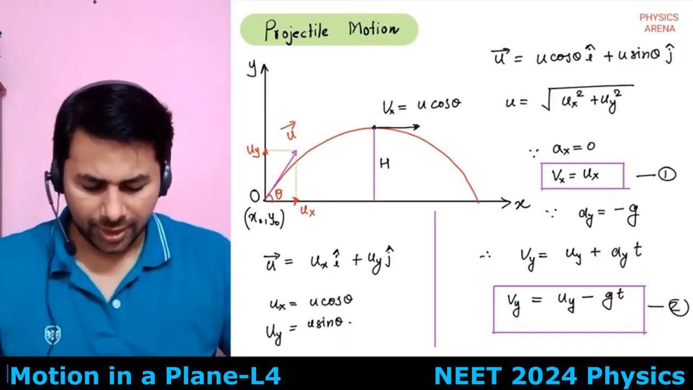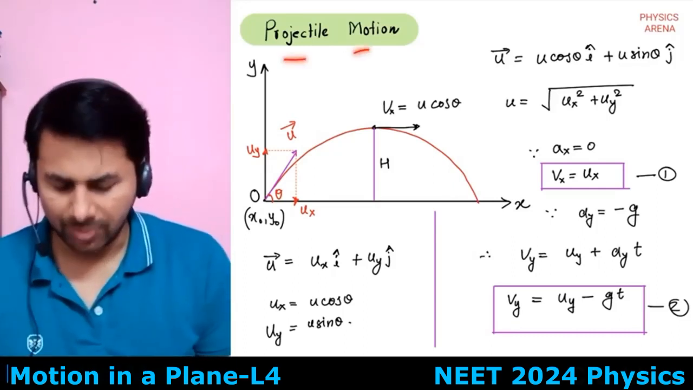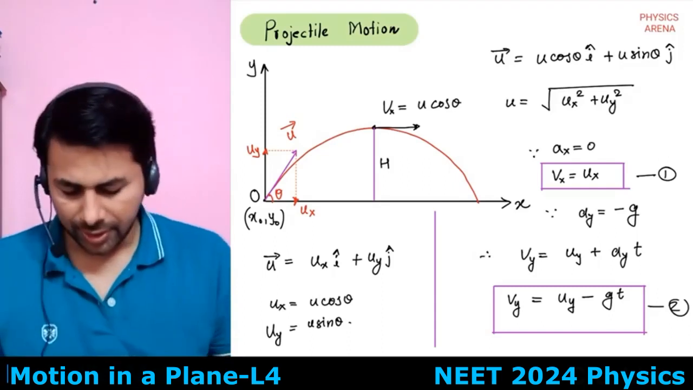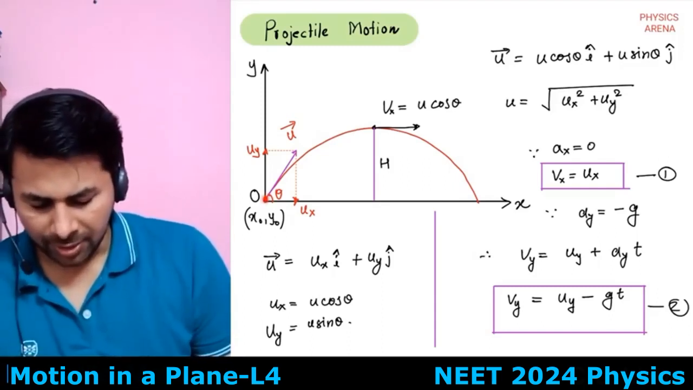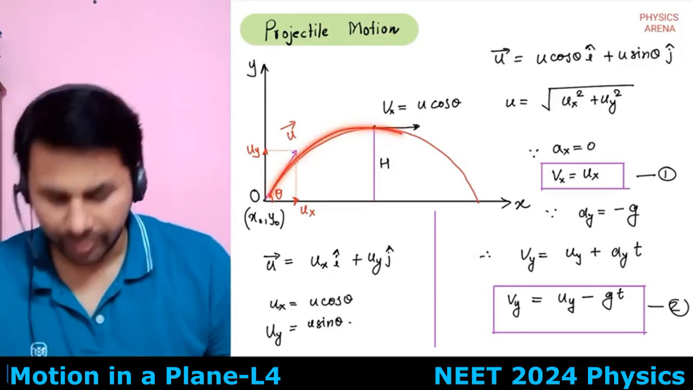Now, there are some equations that we need to understand regarding projectile motion, some terms, some equations. So see, suppose this is an object which is projected from this point, which is thrown in air from this point.